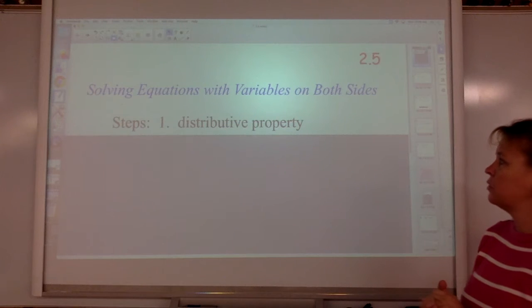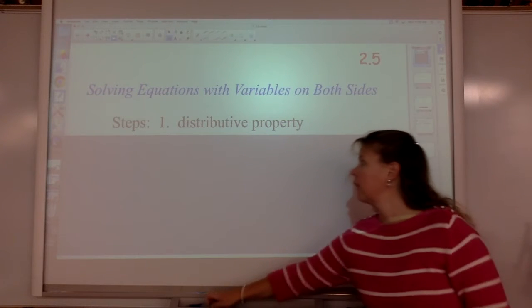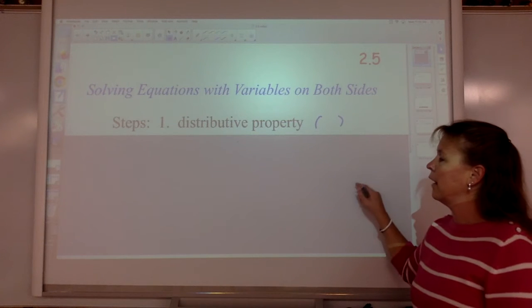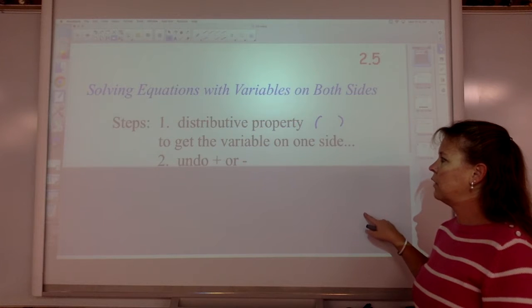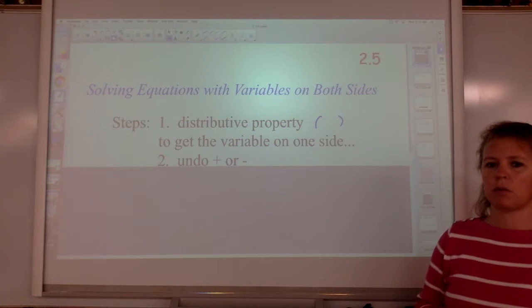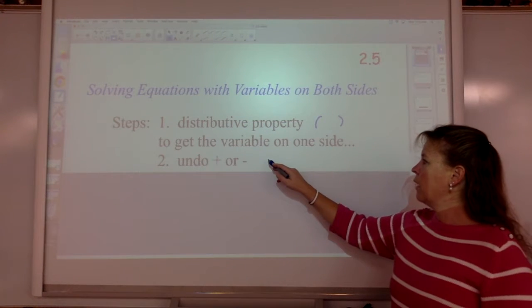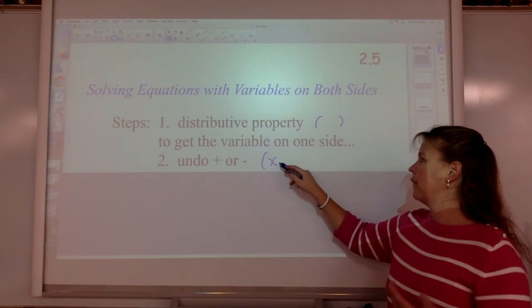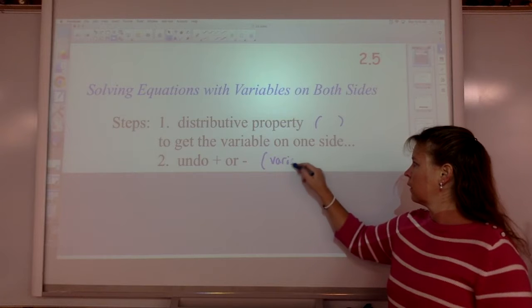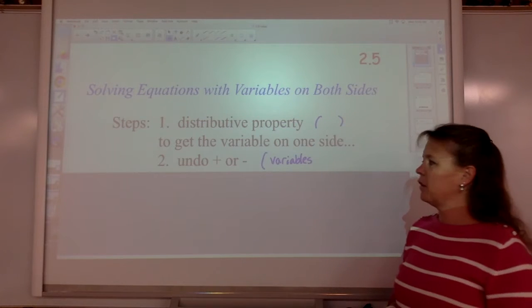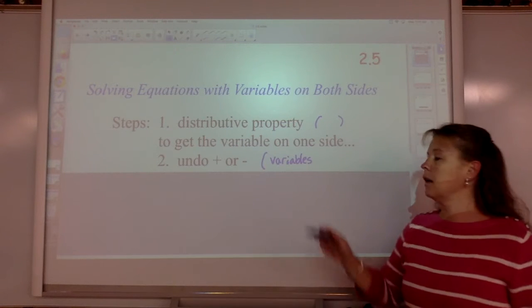First, we're going to do the distributive property. So getting rid of the parentheses is still going to be taken care of first, if you want to put parentheses by that. But then, to get the variable on one side, we are going to have to undo it by adding or subtracting. And we're going to have to undo by adding or subtracting with the x's, or the variables, whatever the variables are. We'll have to do the variables first. Add or subtract the variables over to the other side.